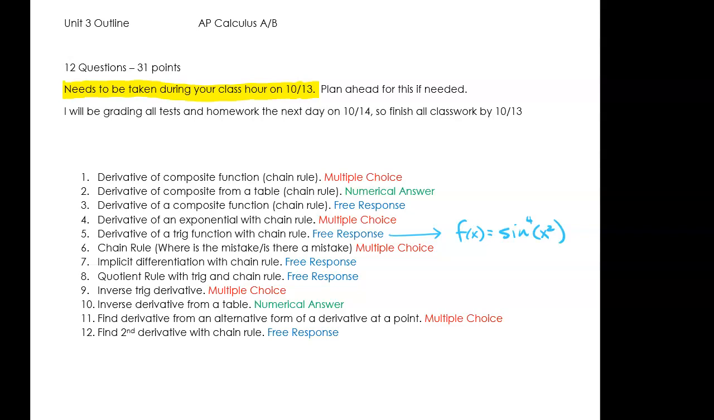Why don't you guys see if you can figure out that derivative on your own? Take a minute or two to do that. We did one like it in class, where we did sine squared, I think.